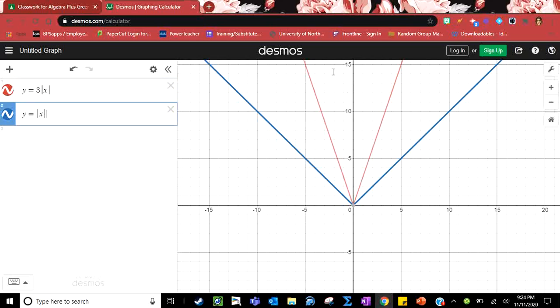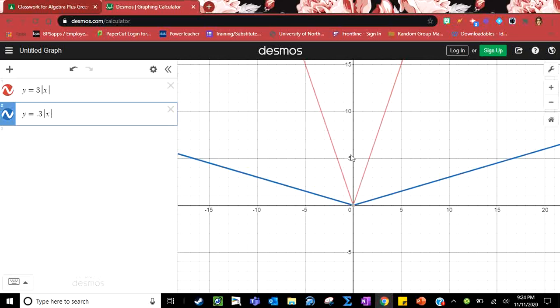What happened from that blue line to that red line is it's stretching it vertically, like if you were to pull the bottom, almost like a slingshot of that vertex, and if you were to pull it, it's stretching it to be tall and skinny. But what happens if we do something like 0.3? Now it's shrinking, or it's widening that absolute value.